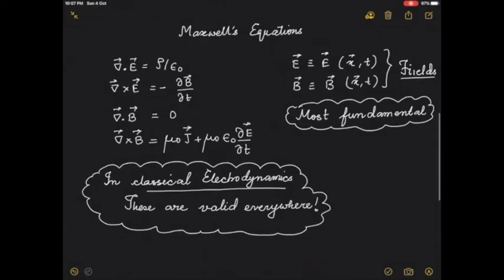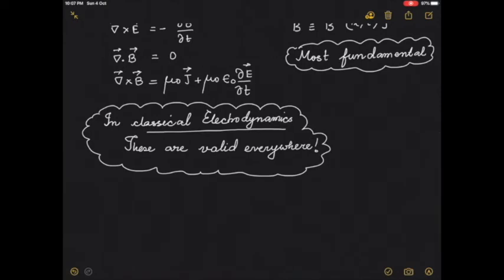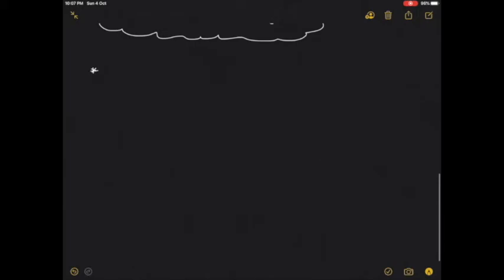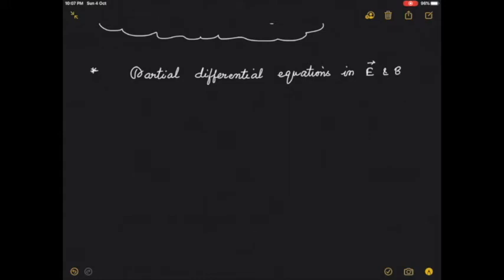Now let us discuss a few things about this. First of all, let me write them down point by point. We realize that these are partial differential equations. So if they are partial differential equations, what is their form? They have an operator on the left hand side operating on the fields, and on the right hand side I have what I call the source.